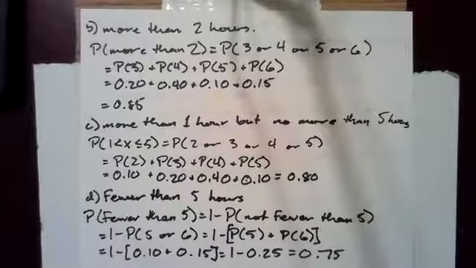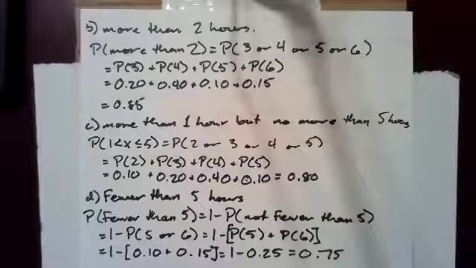The probability that she will work on her homework for more than 2 hours. The probability of more than 2 is equal to the probability of 3 or 4 or 5 or 6. That's the probability of 3 plus the probability of 4 plus the probability of 5 plus the probability of 6. We look up those probability values and they add up to 0.85 or 85%.